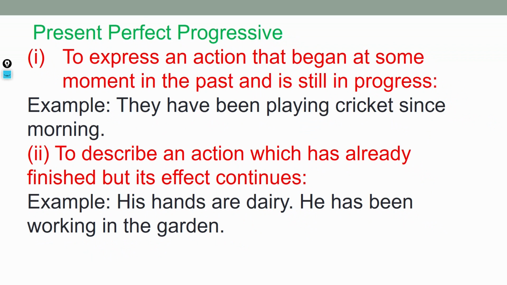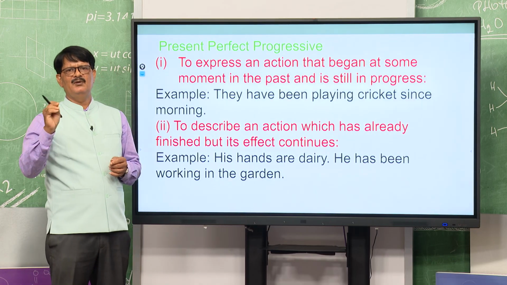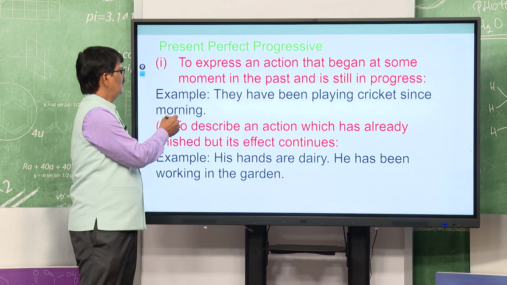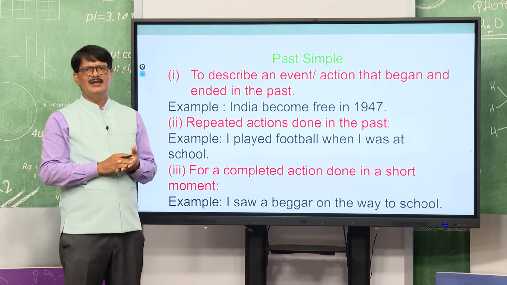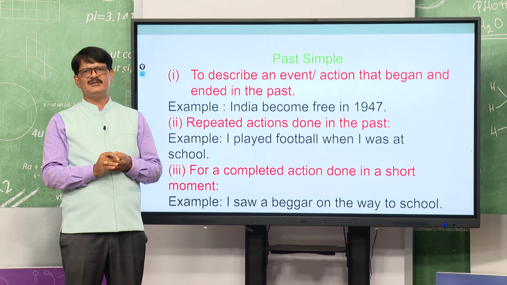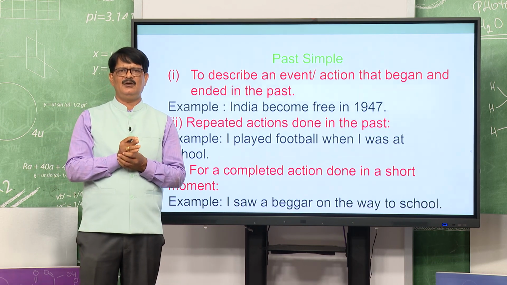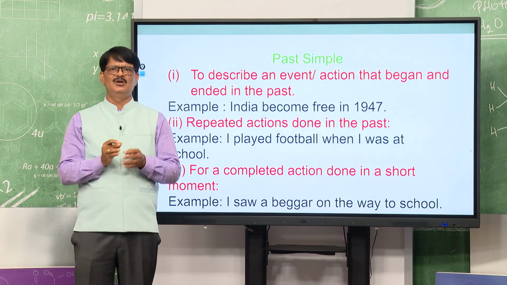His hands are dirty. If you see someone is dirty, he has been working in the garden. The structure you should remember is subject, has, have, been, verb plus ing. Okay. Then we will go to the next. We have completed the present, so now we will go to the past. Past means here, first of all we have to know the structure of the past simple. What is the structure of the past simple?